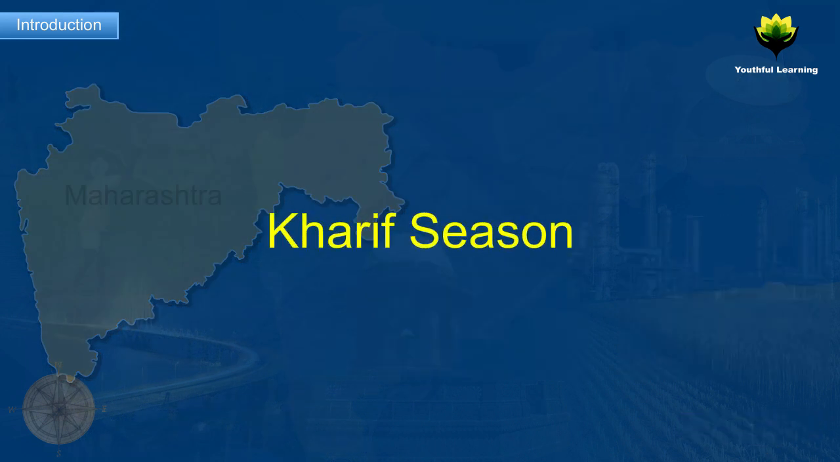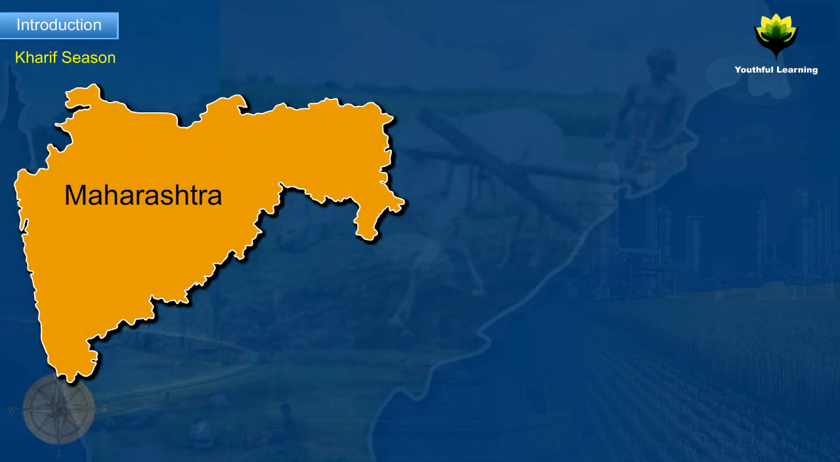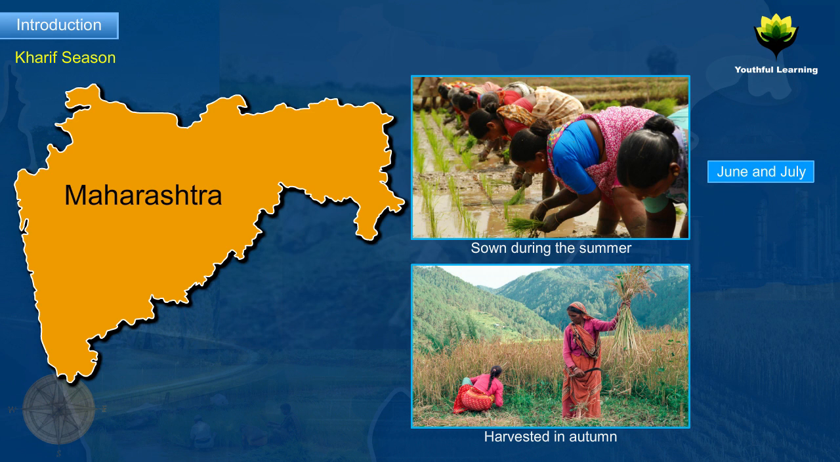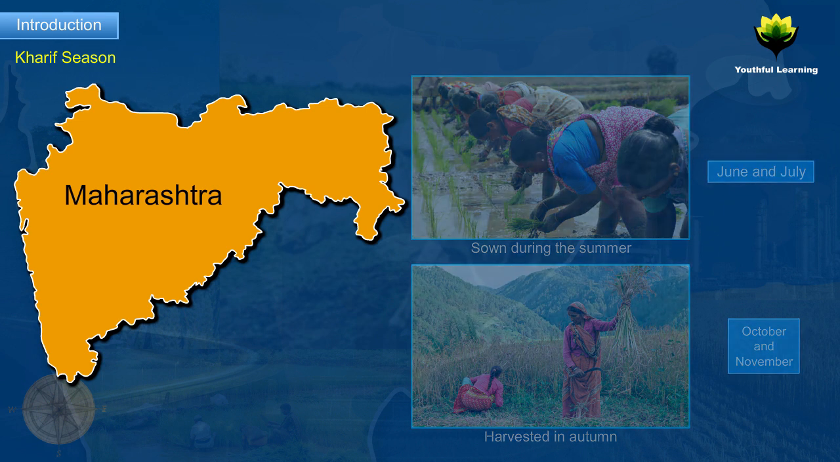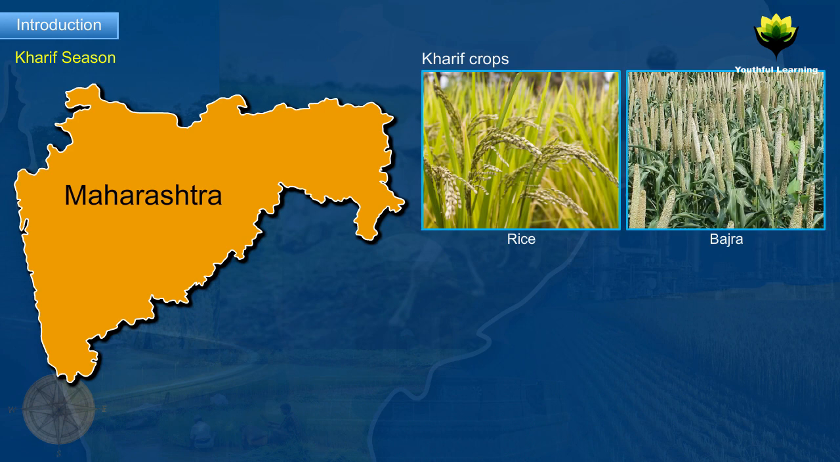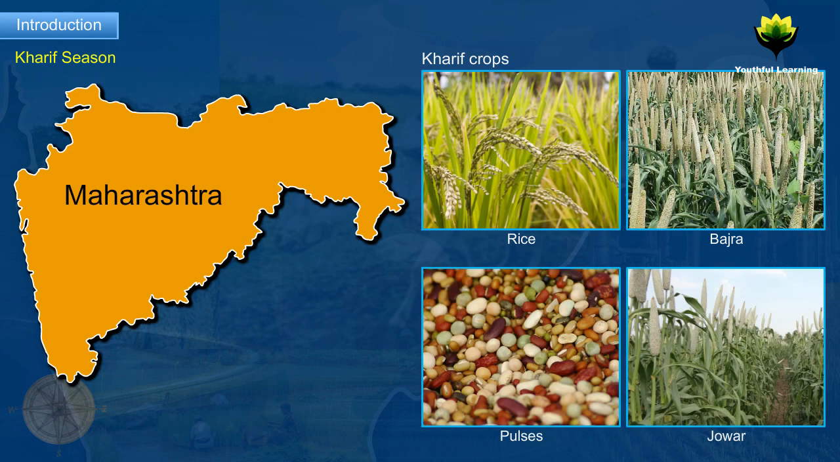Kharif season. The Kharif crops are sown during the summer rains, that is, in the months of June and July, and harvested in autumn, that is, during the months of October and November. Some examples of Kharif crops are rice, bajra, pulses, jawar, etc.